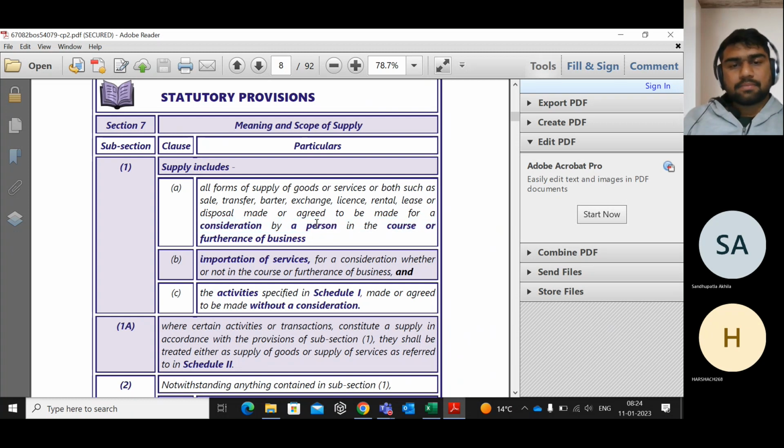By a person, in the course or furtherance of business. That means it should be for consideration and it should be made by a person and it should be in the course or furtherance of business.